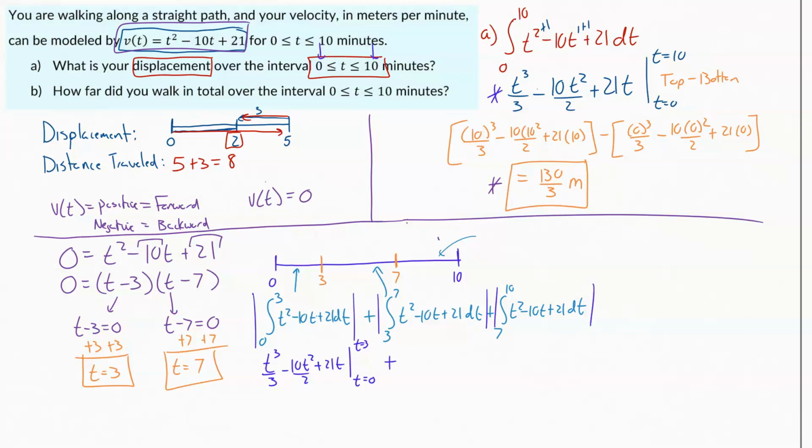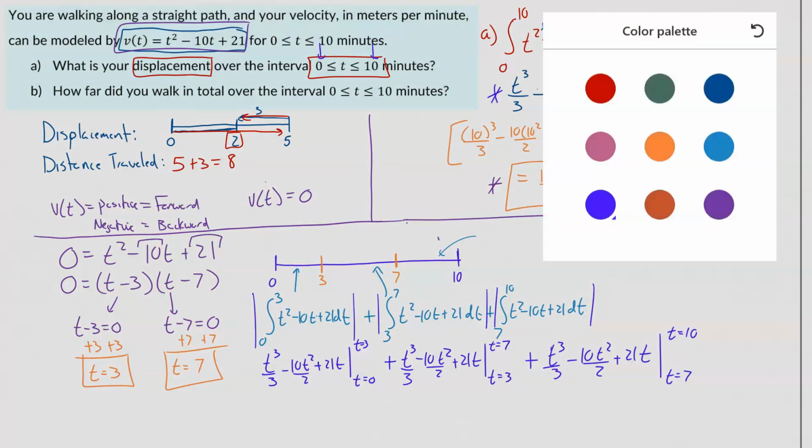Then we'll add to that. Oh, we already did the integral. We know what that is. That's again just going to be t cubed over 3 minus 10t squared over 2 plus 21t, evaluated from t equals 3 to t equals 7, and then we're going to add to that the same thing. So again, we get t to the third over 3, oops, I forgot my over 3 on this first one, minus 10t squared over 2 plus 21t, and then evaluated on this last one from t equals 7 to t equals 10.